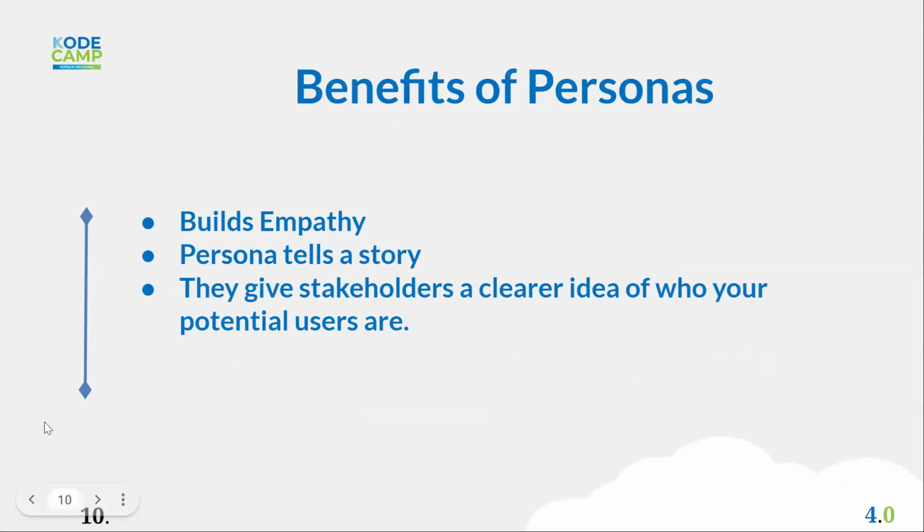So, benefits of personas. Personas help to build empathy. They help you understand your user and put yourself in your user's shoes. They also tell a story about who your users are, a representation of your users, and give stakeholders a clear representation of the problem they are trying to solve. So what do I mean by stakeholders? Stakeholders are those people that are responsible for the project. They can be the data analyst, the project manager, the developer. Everybody that's involved in the outcome of the product is a stakeholder.